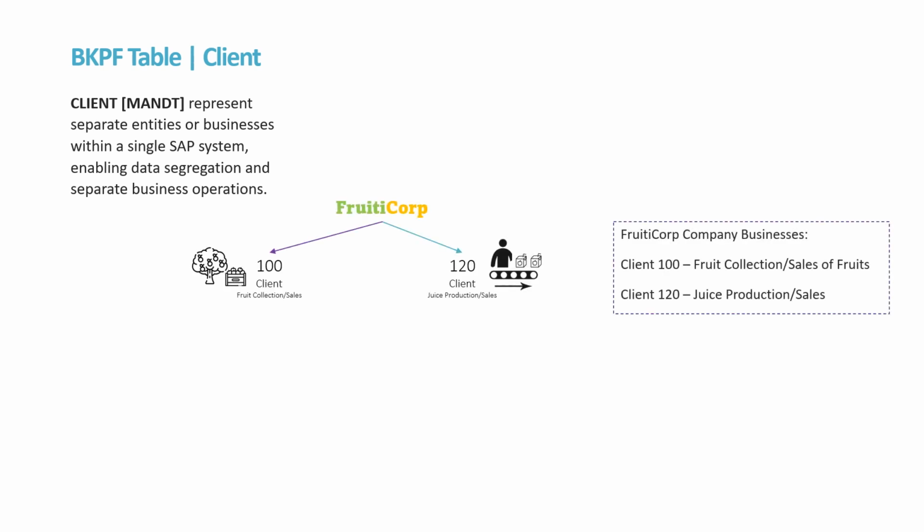For instance, let's assume that in Fruticorp we have two SAP clients, client 100 for our food collection and sales to hypermarkets business, and client 120 for our juice production and market sales. So all business transactions related to fruit collection and sales business will be recorded in 100 client system, and consequently all transactions linked to juice production and further sales should be reflected in 120.